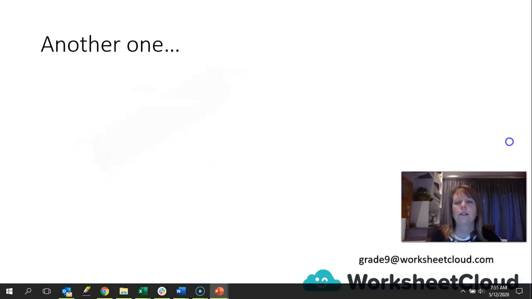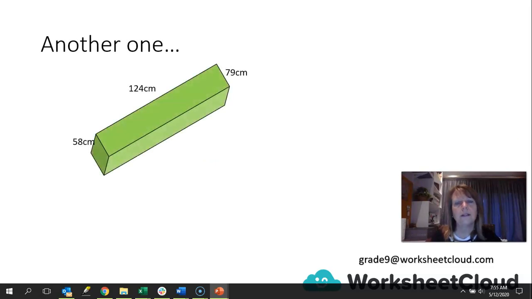Okay, let's do another one. There is our rectangular prism. It's in a bit of a different shape, but it's still a rectangular prism, and we've still got a length, a breadth, and a height. Okay, right, so we're going to go 2 times length times height, plus length times breadth, plus breadth times height.